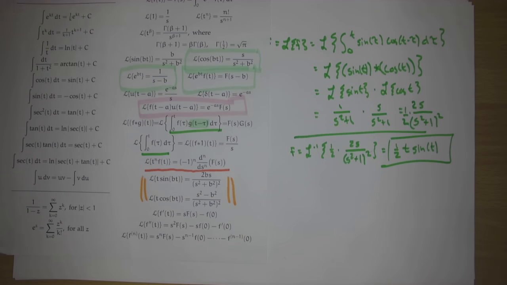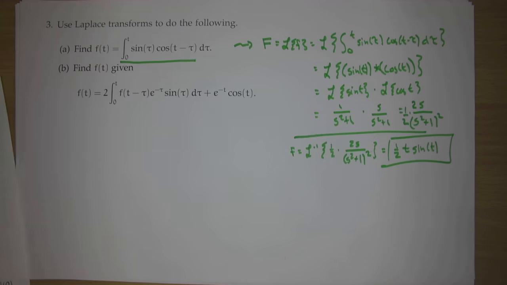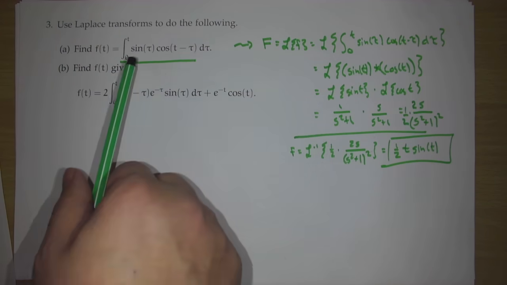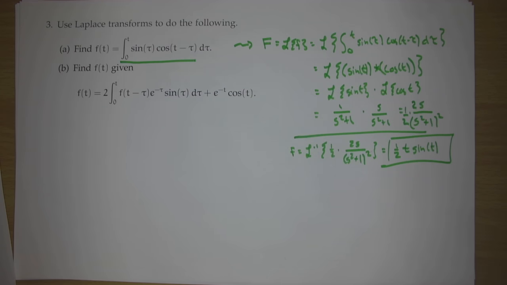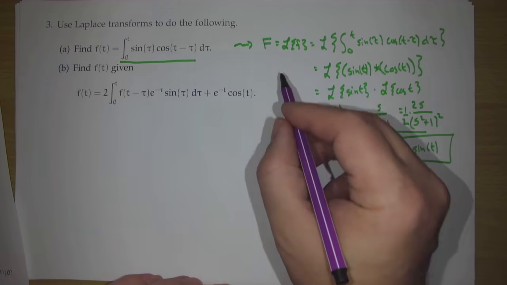And that was not too bad. We didn't have to look in some old trig book to say, how do we handle cosine of t minus tau? We didn't have to multiply it out, didn't have to use power reduction, didn't have to do anything crazy. The nice thing is Laplace transforms did all the heavy lifting for us. So that's cool.